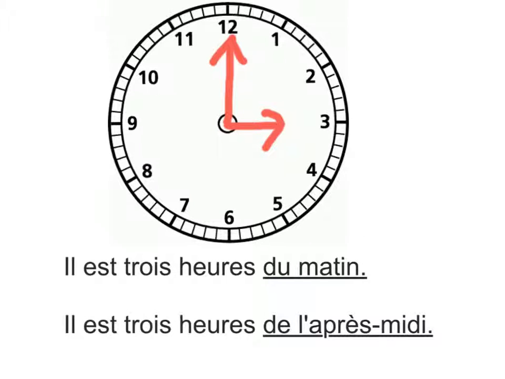And then to distinguish between morning and afternoon, we have il est 3 heures du matin, 3 o'clock in the morning. Il est 3 heures de l'après-midi, of the afternoon. De l'après-midi.